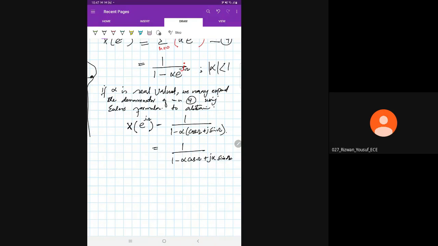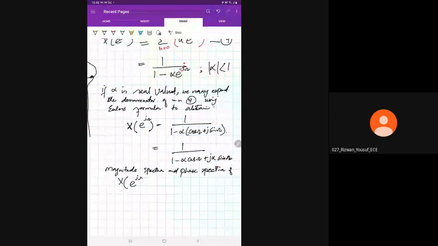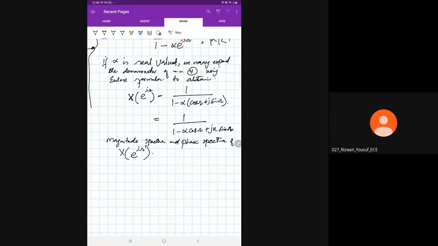Okay. Now see, this is my equation now. अब हम इसका magnitude भी निकाल सकते हैं. We can find its phase also. इस equation से हम magnitude भी निकाल सकते हैं. We can find magnitude spectra and we can find phase spectra also. Okay. तो magnitude spectra and phase spectra can be calculated. Spectra of X of e raised power j omega. We can find that.